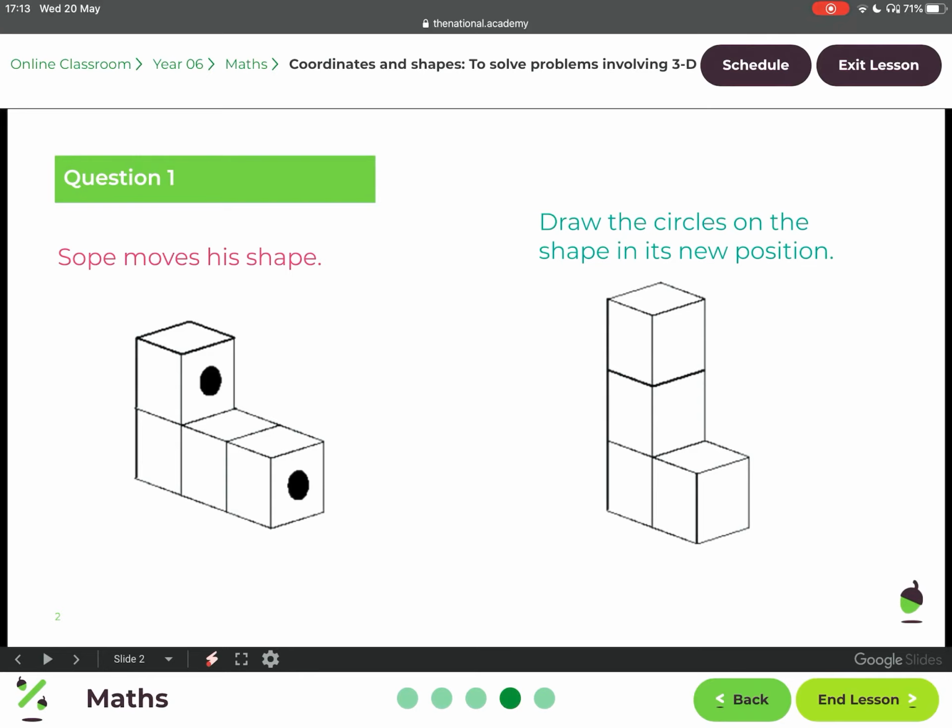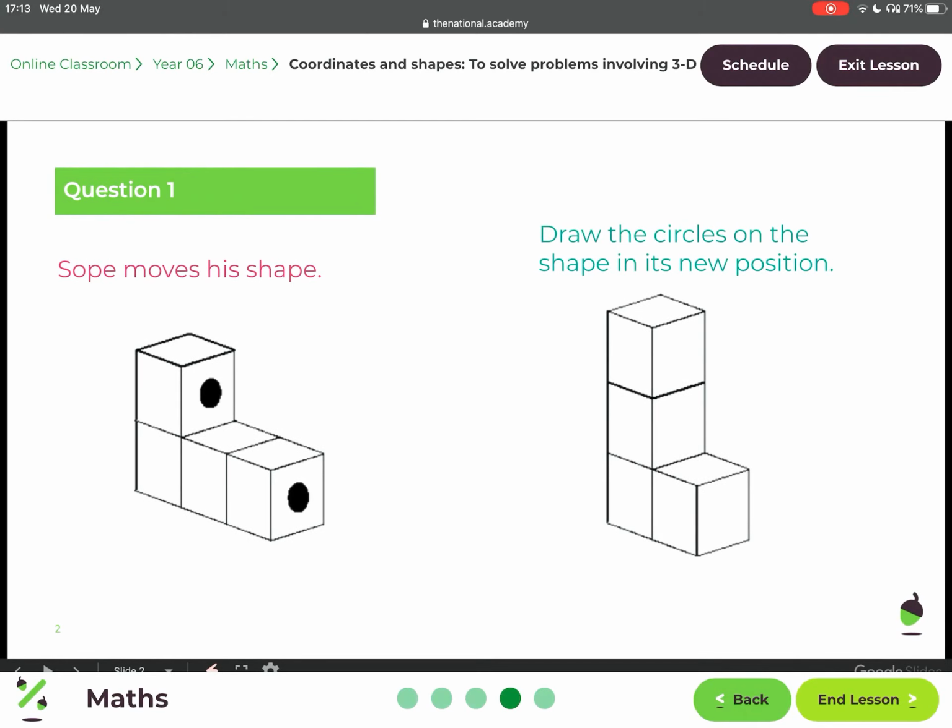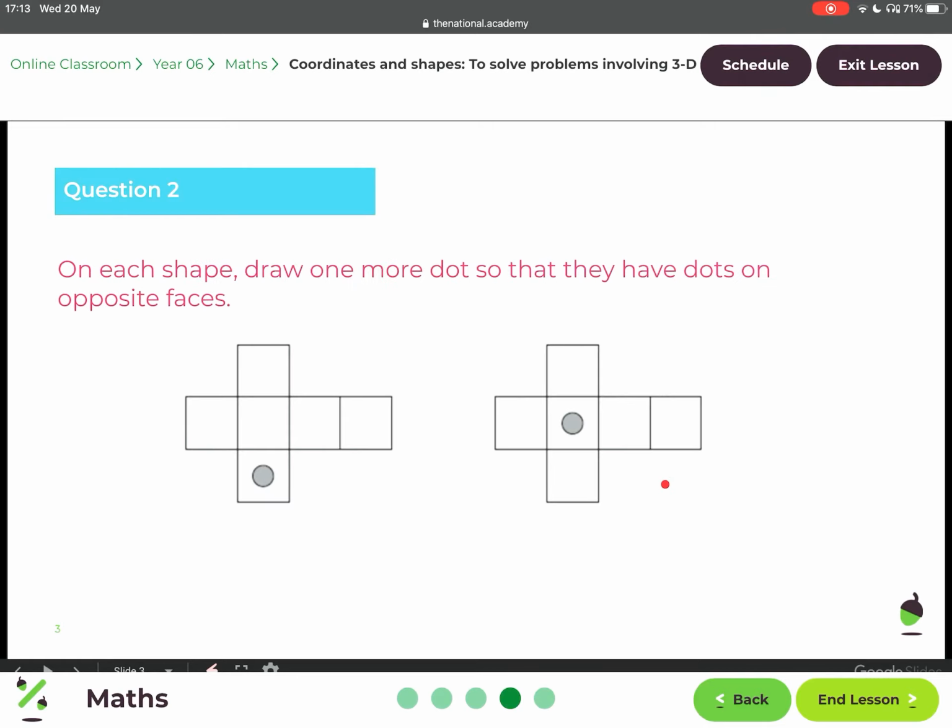Question 1. Soap moves its shape. Draw the circles in the shape of its new position. So the circles, they'll be here and here. Question 2. On each shape, draw one more dot so that they have dots on opposite faces. So here, the dot will be here, and on this one, the dot will be here.